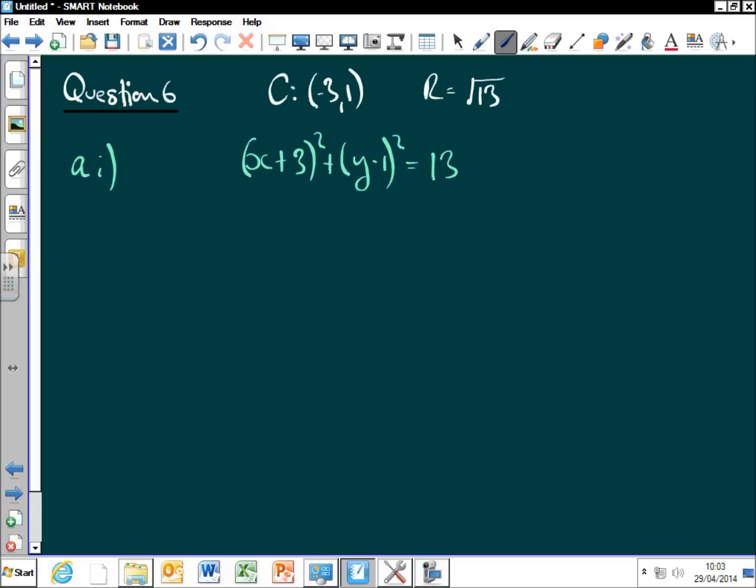And then we want it in this other form, x squared plus y squared. So all we do here is we multiply this out. So this first bracket is going to get multiplied out to x squared plus 6x plus 9. And the second bracket is going to get multiplied out to y squared minus 2y plus 1. And that all equals 13.